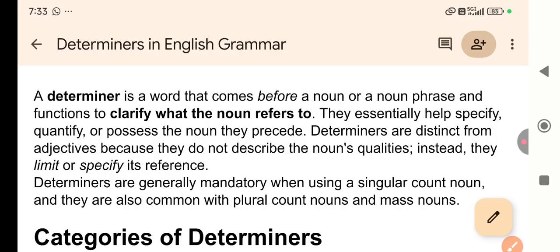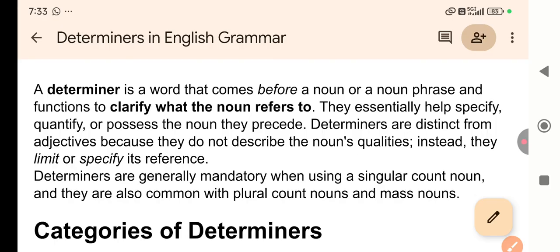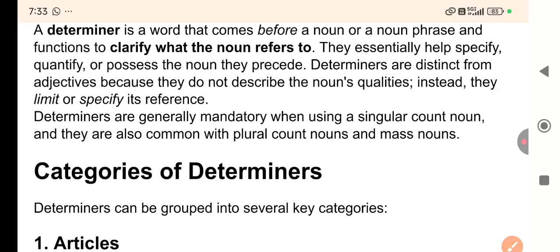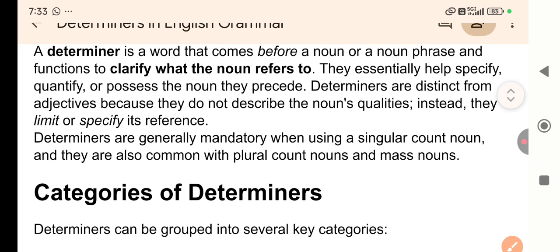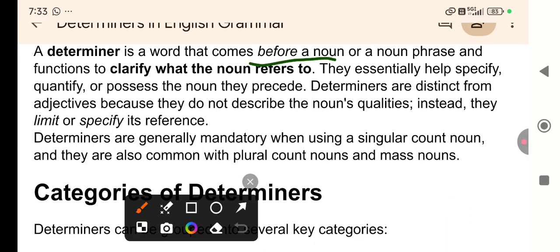Today's agenda is determiner, which is a very important part of grammar. So let us see what a determiner is. A determiner is a word that comes before a noun or a noun phrase. So the position of a determiner is before a noun or noun phrase, and it functions to clarify what the noun refers to, which is very important, to clarify the noun's position.